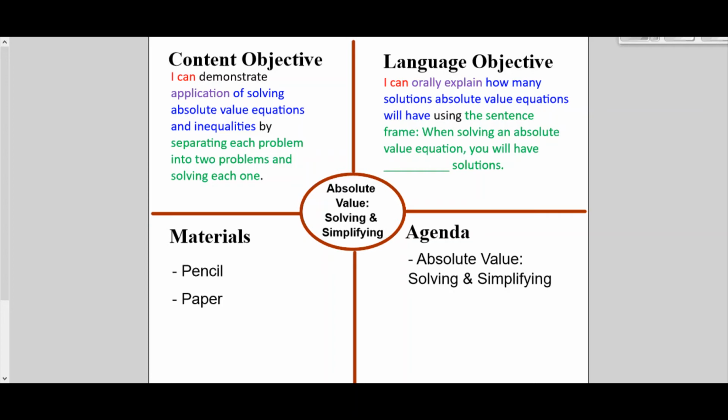In this video, I'm going to go over how to solve absolute value equations, and we'll learn how to explain how many solutions an absolute value equation has using the sentence frame. When solving an absolute value equation, you'll have blank solutions. So you'll want to label this solving and simplifying absolute value. And if you have a copy of the guided notes, this is the guided notes that you're looking for. Absolute value, solving and simplifying.